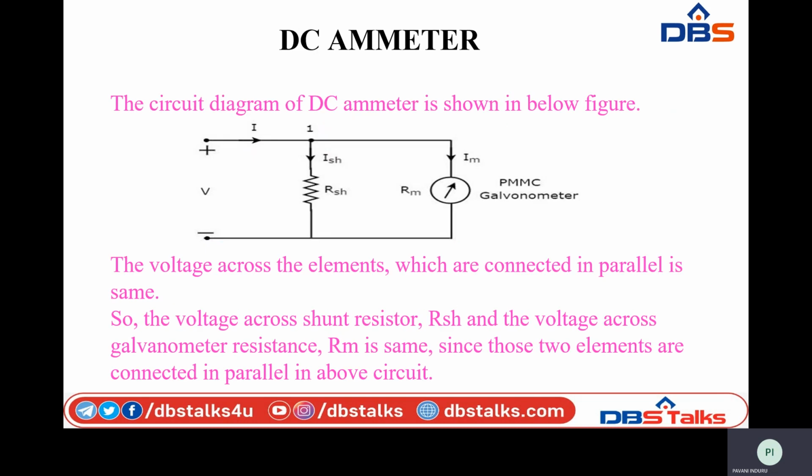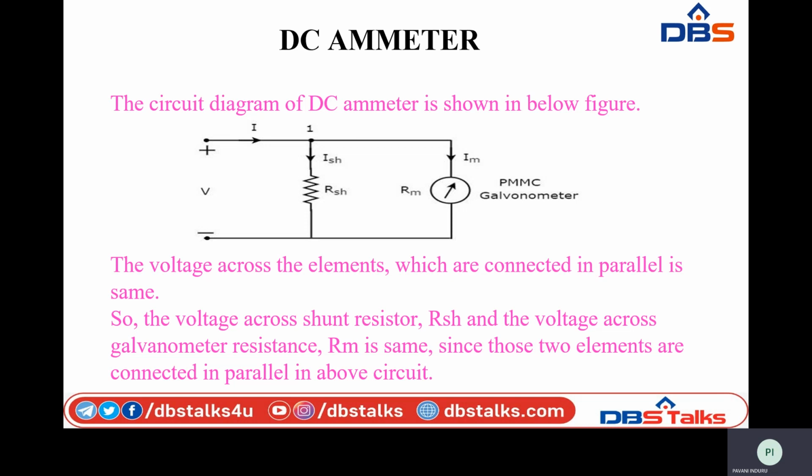If you look at this circuit diagram, this is the circuit diagram of a DC ammeter. Here we have one PMMC galvanometer with its internal resistance Rm. And we have one shunt resistance connected in parallel with the PMMC galvanometer. This shunt resistance is named RSH. This entire combination will work like a DC ammeter, which is used to measure the DC currents flowing in the circuits.